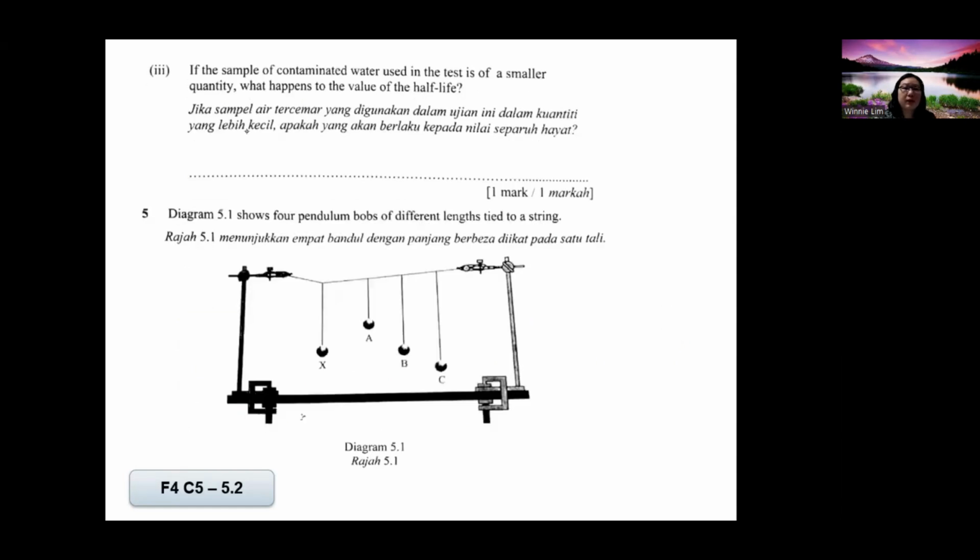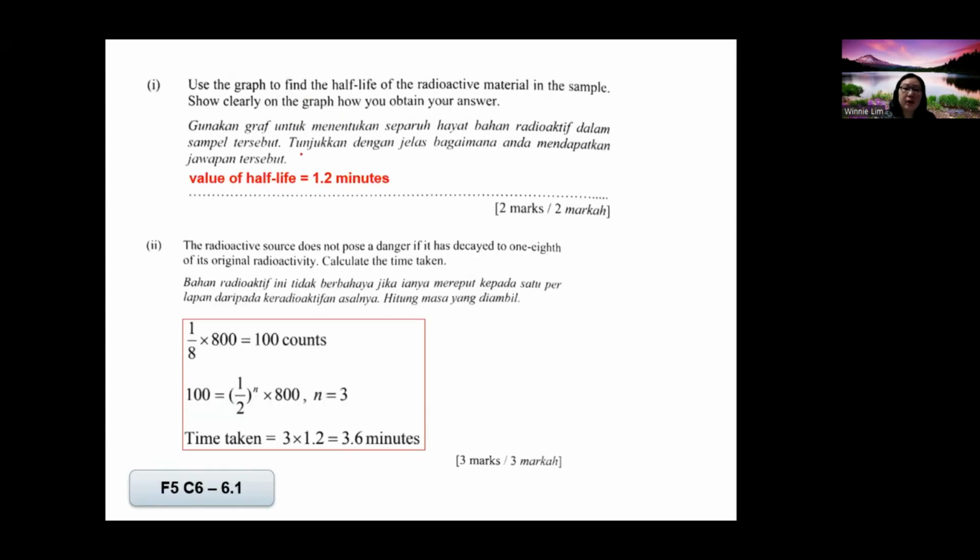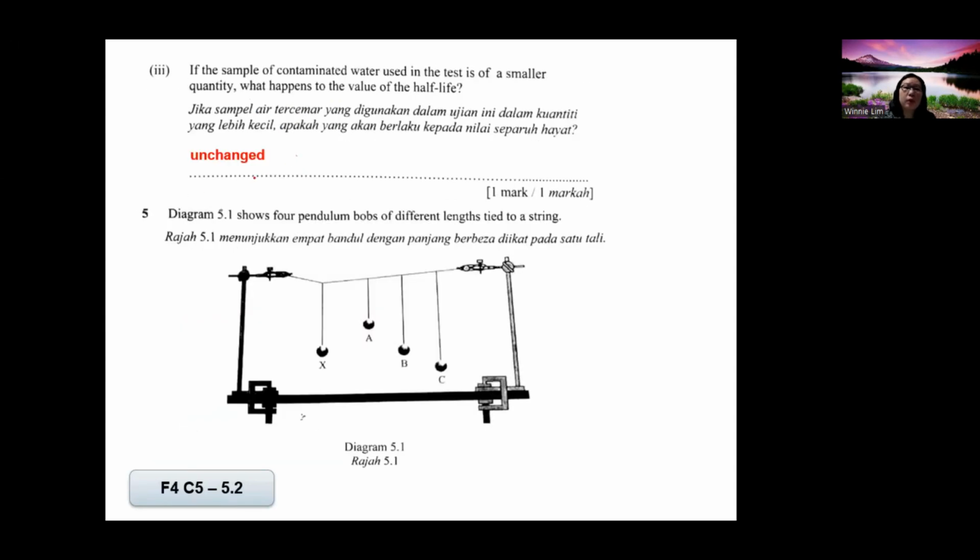Okay, next part. If the sample of contaminated water used in the test is of a smaller quantity, what happened to the value of the half-life? Okay, so it will be unchanged as well, because radioactive decay is random. That's why it is not affected by amount, temperature, all this.